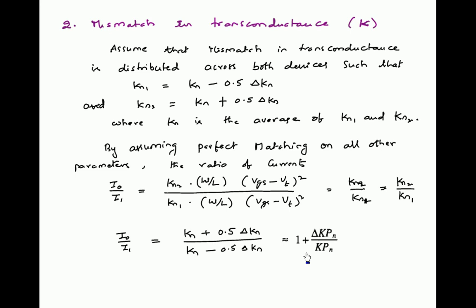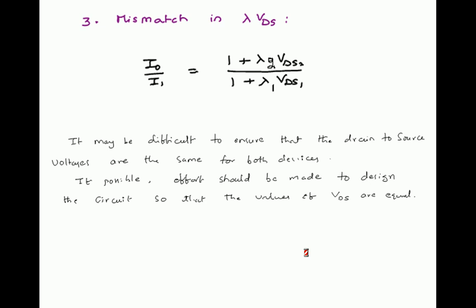Now the third one. In the same manner, there can be a mismatch in the product of lambda and VDS, which also gets mismatched during fabrication. In the same way, if you assume only this parameter is affected and all others are perfectly matched, the ratio of output current finally comes out like this: 1 plus lambda2 into VDS2, divided by 1 plus lambda1 VDS1.